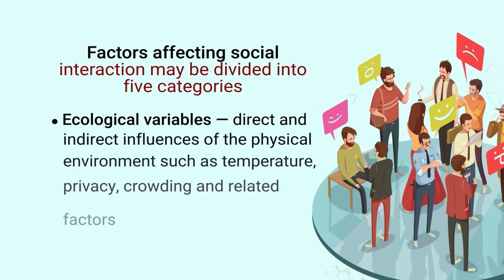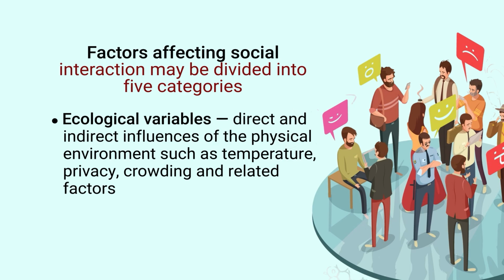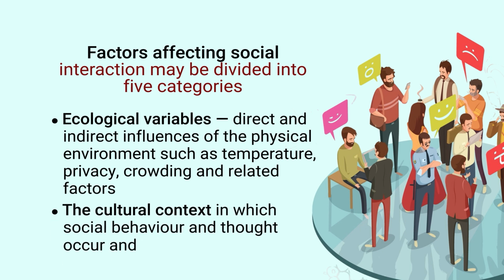The third factor has been called as ecological variables. Variables meaning factors. These include direct and indirect influences of the physical environment, such as temperature, privacy, crowding, and related factors. The fourth aspect is the cultural context in which social behavior and thought occurs.